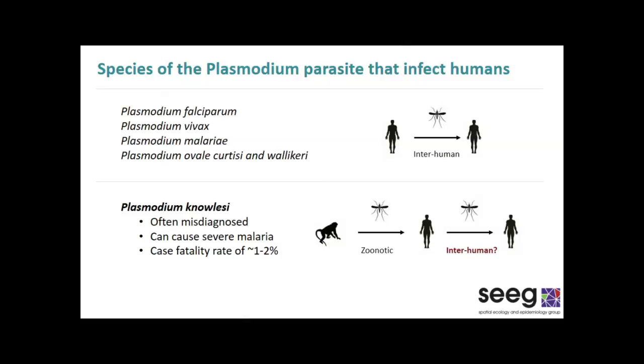Malaria knowlesi is often misdiagnosed as one of the human malarias because it looks very, very similar under a microscope, and most health facilities don't have the diagnostic capacity to have the correct PCR methods to identify malaria knowlesi. But it can cause severe symptoms and death in some cases.